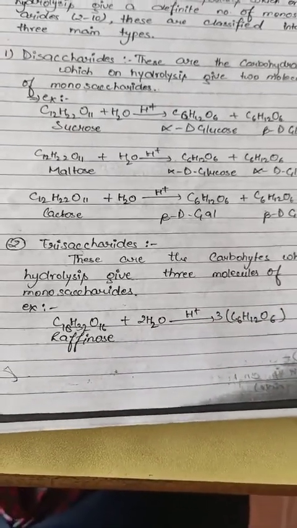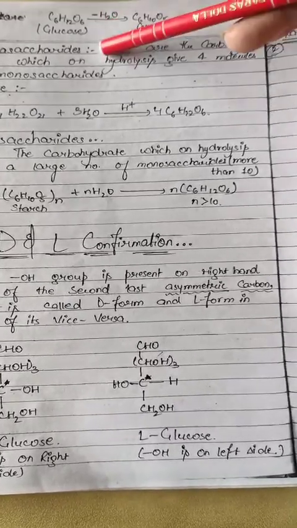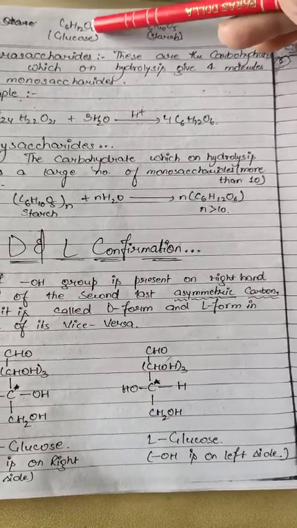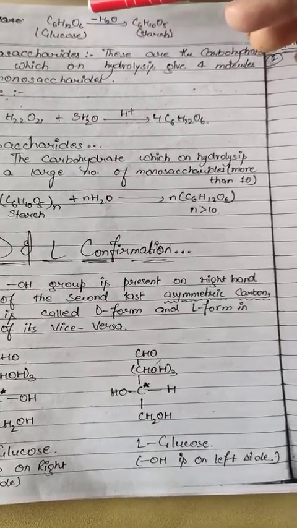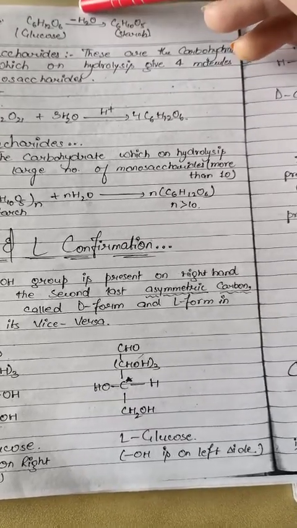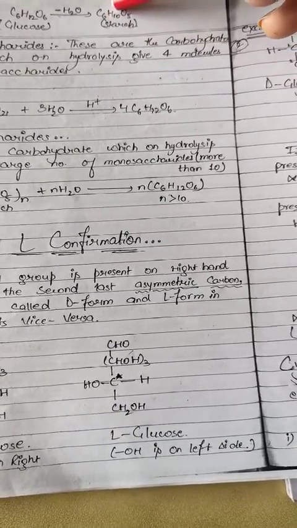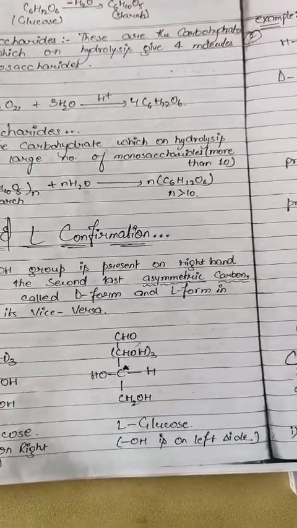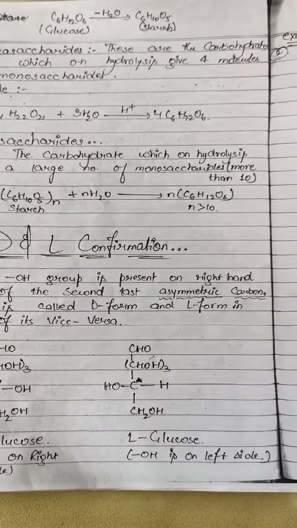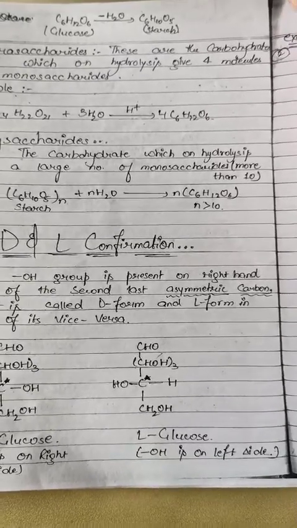Understood, students? Now the next one is tetrasaccharides. One more thing you can see here: from glucose we are removing water molecules. When we remove one molecule of water, it comes here as starch, C6H10O5. In a simple way, if I would like to say, from the glucose we have to remove one water molecule, then it forms starch.